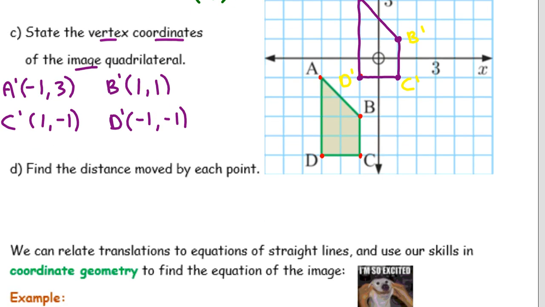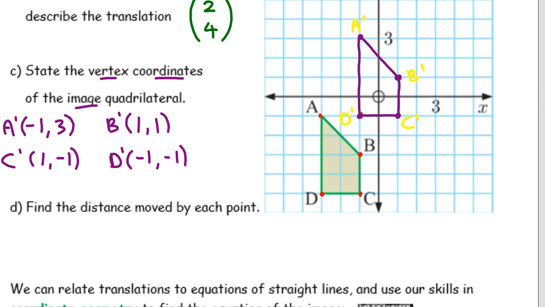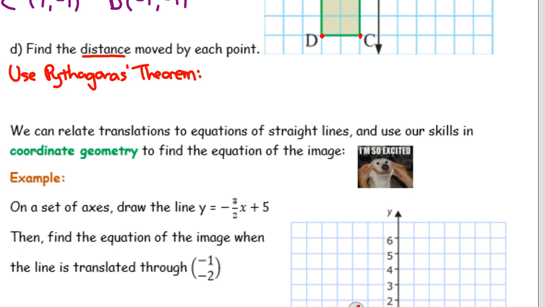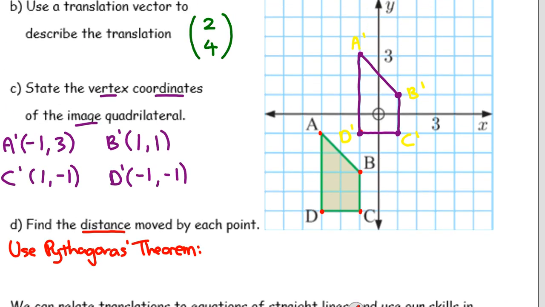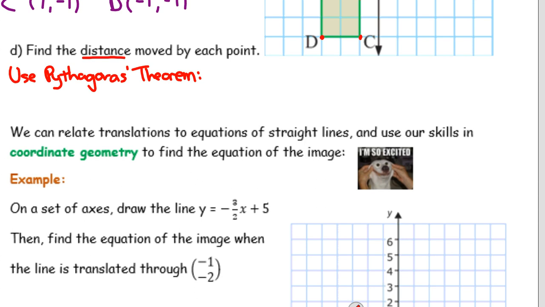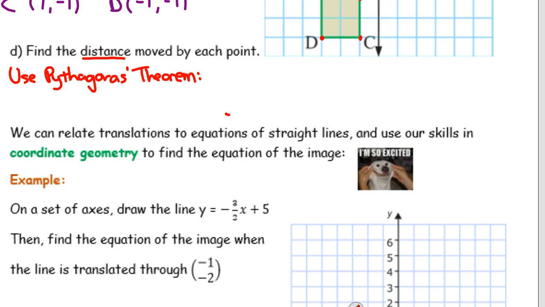Find the distance moved by each point. So the distance, remember, how do we calculate the distance according to the previous page? We use Pythagoras' theorem. So when you think it's moved, according to our translation vector in green, each point has moved 2 units across and 4 units up. So each one will have moved 2 units across and 4 units up.